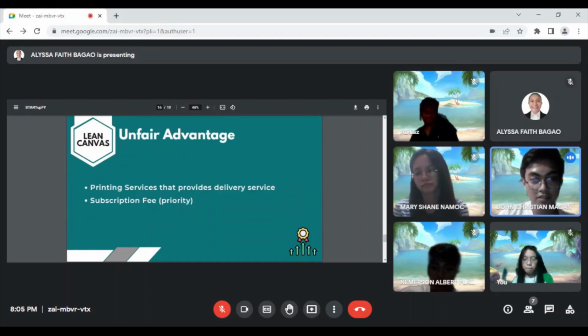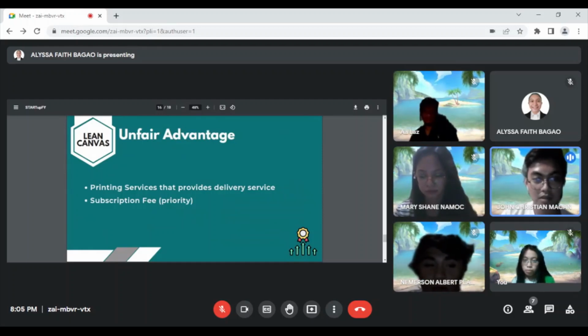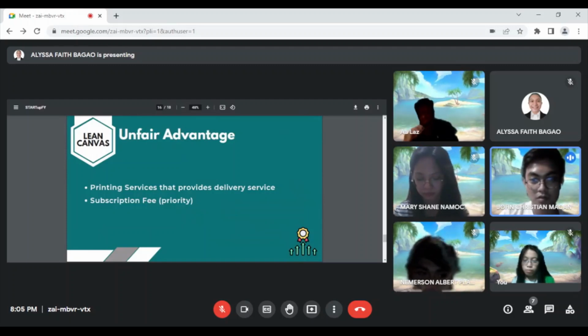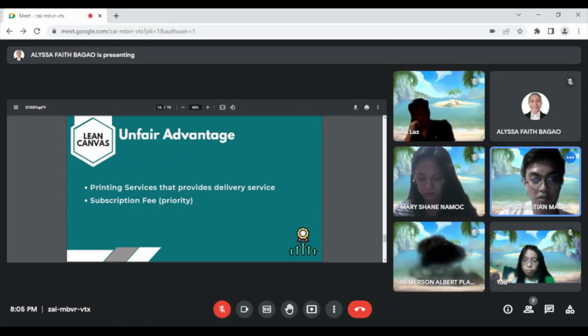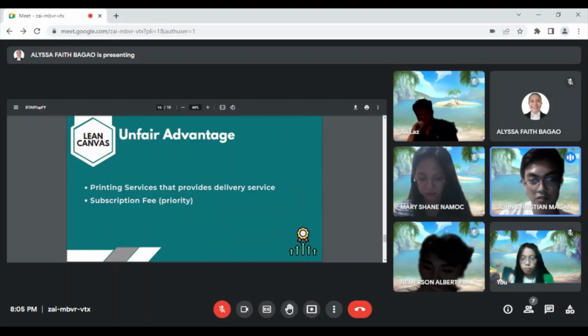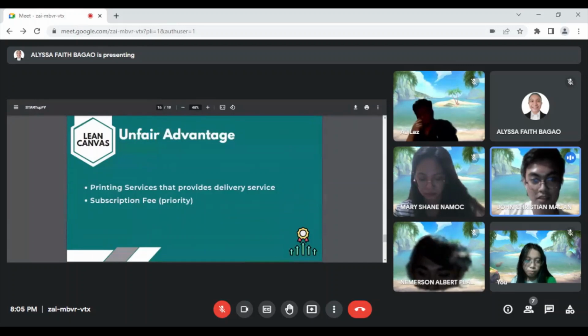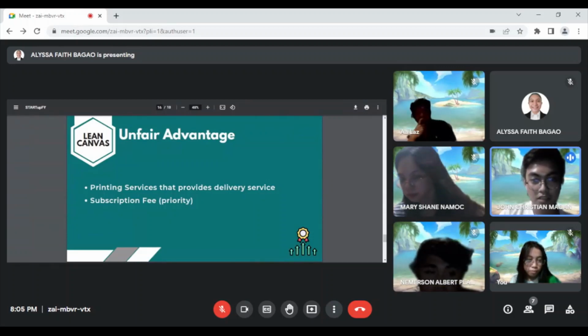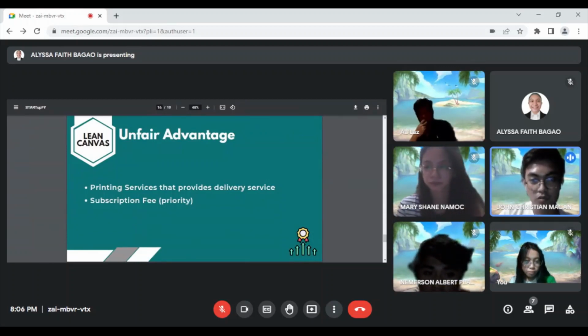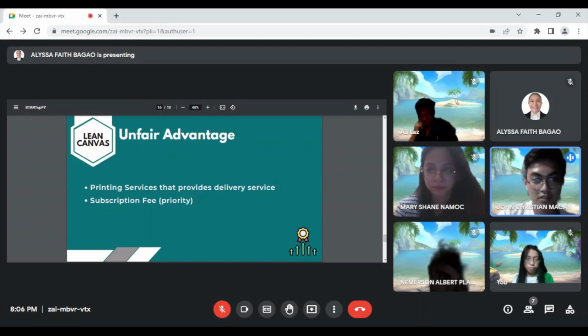So for our last presentation for Lean Canvas is unfair advantage. Our business or service offers a huge advantage to other competitors, since we offer low-cost subscription fee and that ensures their quality. Inquiry will be prioritized as well as the printing production they need. We also offer the delivery option in the nearby area for the convenience of the customer, especially when they cannot commute to print the document or product they need. So, next slide.